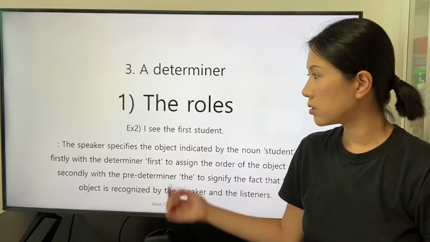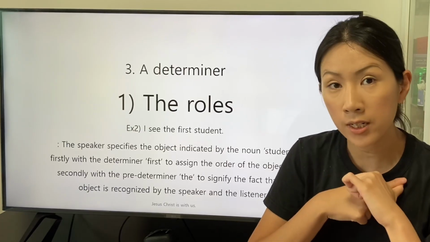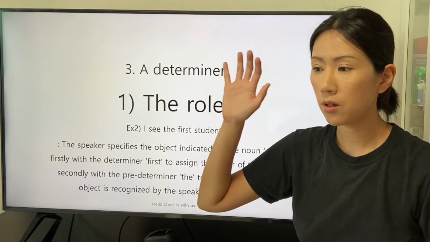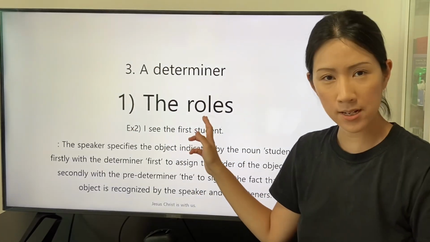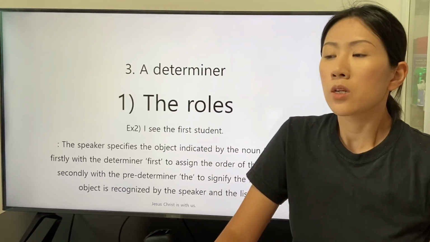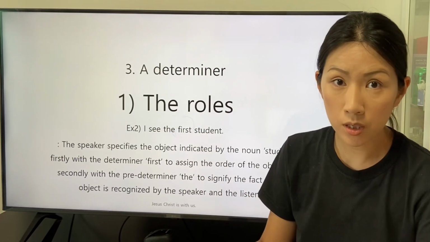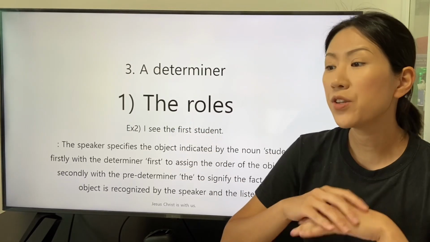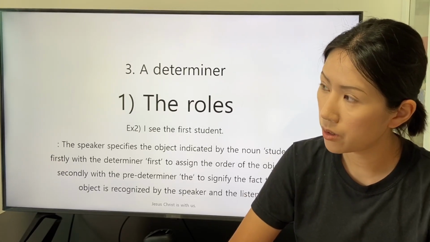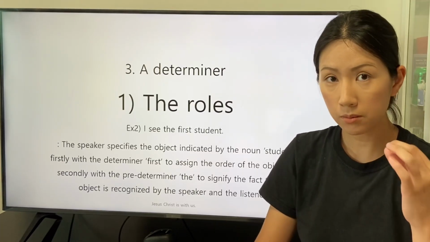In the second clause, the predeterminer the as the definite article tells us that there is a prior context about the object indicated by the phrase of the general noun first student, the application of the determiner first as the ordinal determiner to reveal the order of the object to be indicated as the specified object.